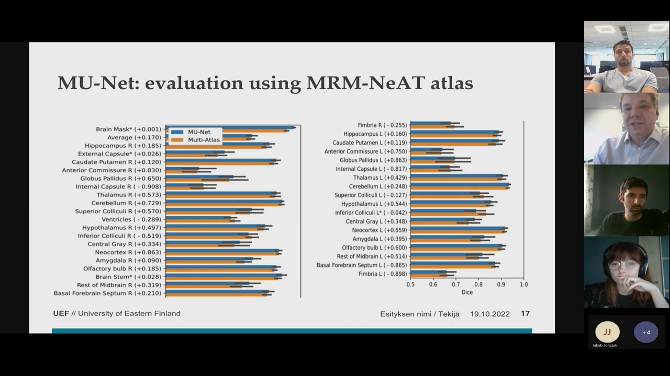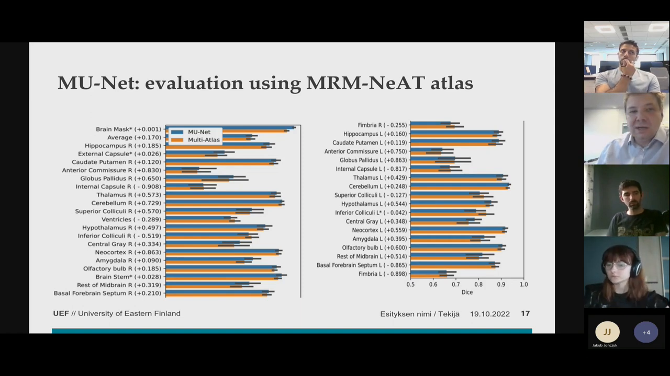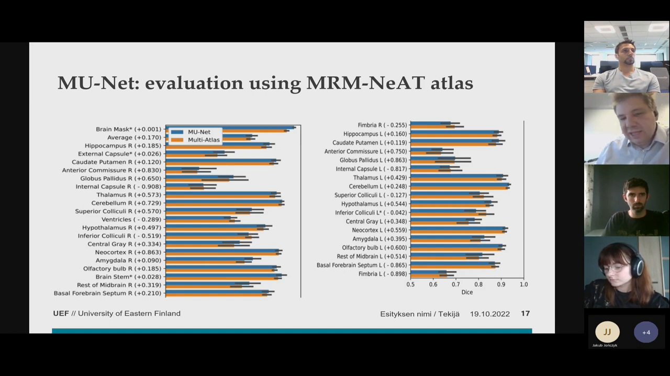We did also an evaluation using the so-called NeAt MRI atlas, that is one atlas that exists. It's only 10 rats, but even here MUNET did better than multi-atlas, and this was of course based on cross validation. This evaluation, because of only 10 volumes, gave us confidence that we don't need so many labeled brains to train these networks, and a little bit less is also sufficient.